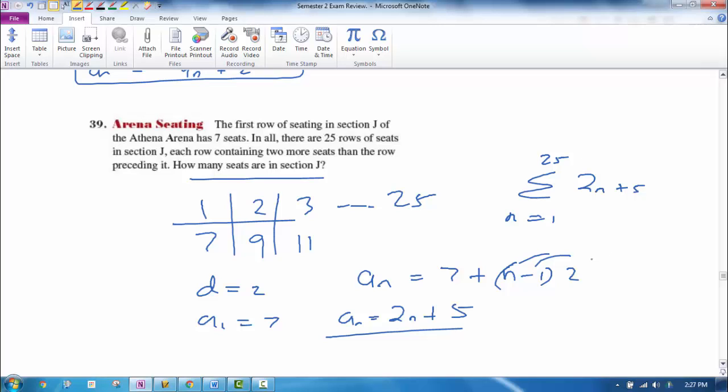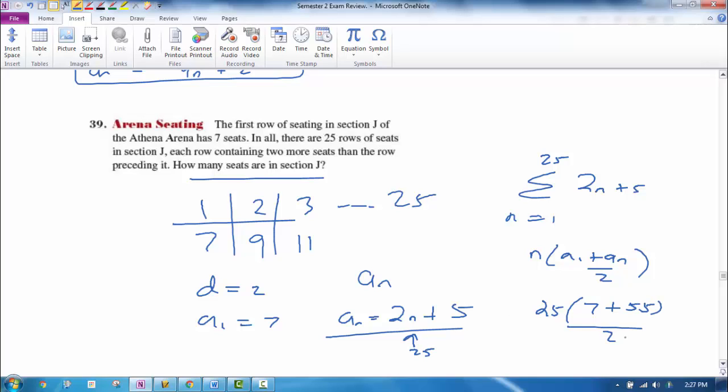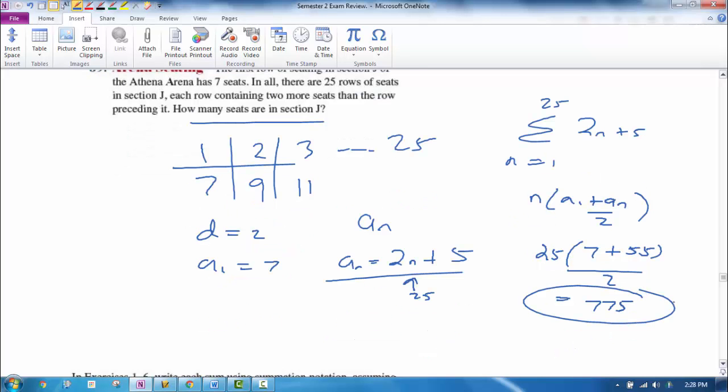So we can do this in the calculator if we want, 2n plus 5 as n goes from 1 to 25, or we can use the formula on the formula sheet for the sum of the series, which is n times a sub 1 plus a sub n over 2. So the total number of terms is 25. First term is 7. Last term, the 25th term, I'm going to find by plugging in 25 right here, in which case I get 55. And then all divided by 2. And that gives us 775.